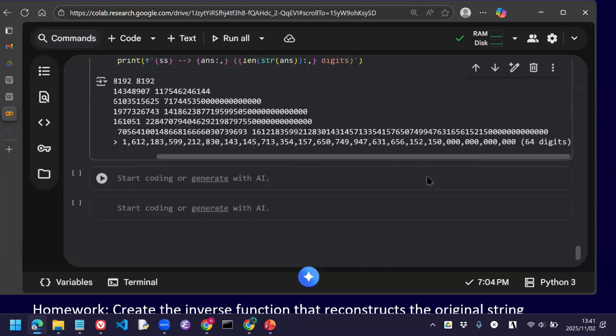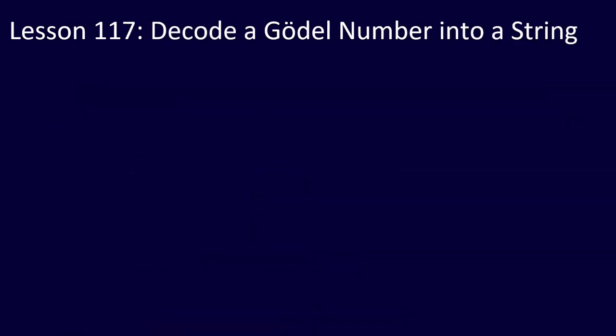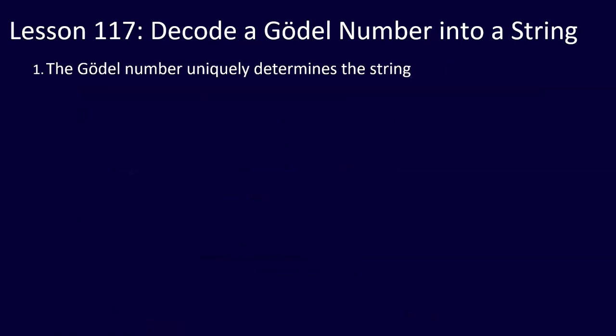Okay, so let's continue. So the assignment was kind of homework. Create the inverse function that reconstructs the original string. So it's kind of implementing an inverse function to compute from a Gödel number back to a string. Okay, were you able to do that? Okay, lesson 117, decode a Gödel number into a string. The Gödel number uniquely determines a string.